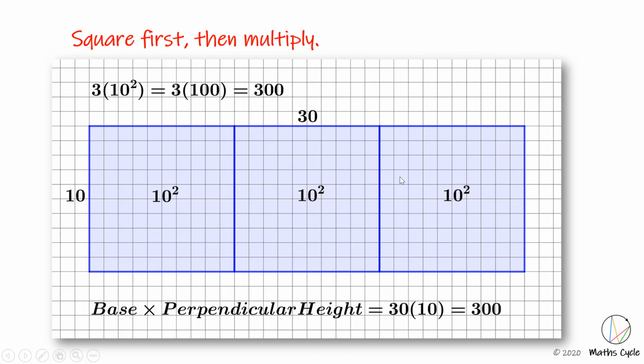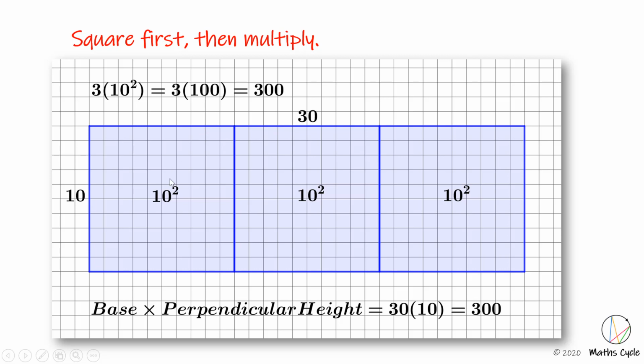Okay, here's another example. If I have 3 multiplied by 10 squared, that's 3 squares of side length 10. Here in my picture you can see I have 3 squares, and they all have side length 10. So I have to figure out what 10 squared is. How many squares are in this first square? 10 multiplied by 10 is 10 squared, which is 100.